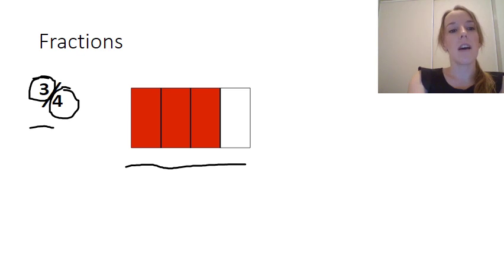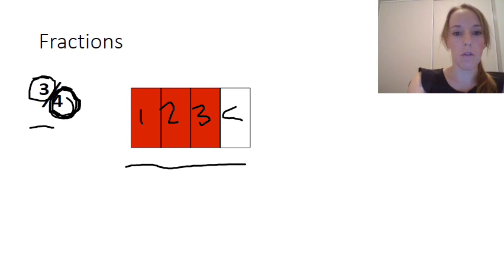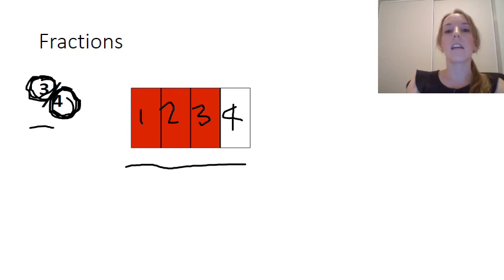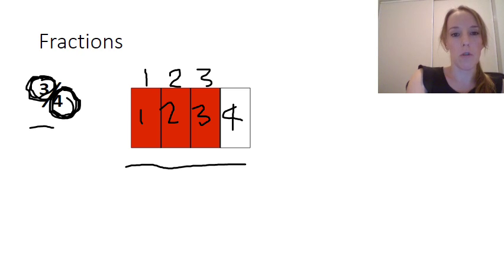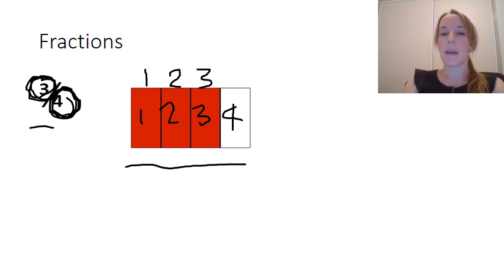So 3/4, the denominator shows you how many parts the whole has been divided into. So this has been divided into 1, 2, 3, 4 parts, and the numerator, which is your top number there, that tells you how many parts are selected or shaded. So we've got 1, 2, 3. So 3/4 means that something's divided into 4 parts and we've selected 3 of those 4 parts.